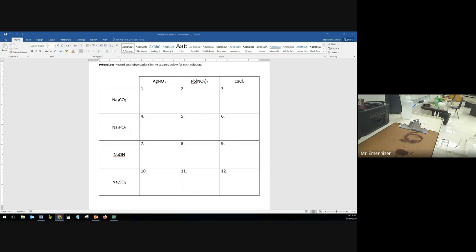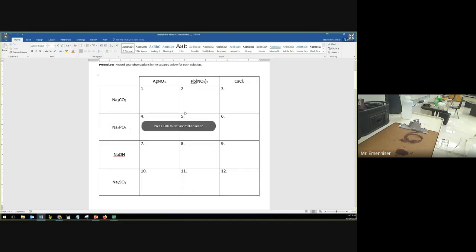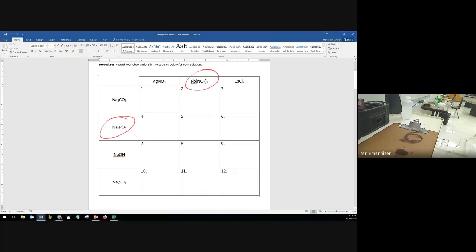All right, number 5. Number 5 is going to be lead nitrate and sodium phosphate. So lead nitrate is already in here. It's already kind of a whitish color. We're going to add some sodium phosphate to it. Woo! And we get milk. Yum, yum. Anybody want to drink?